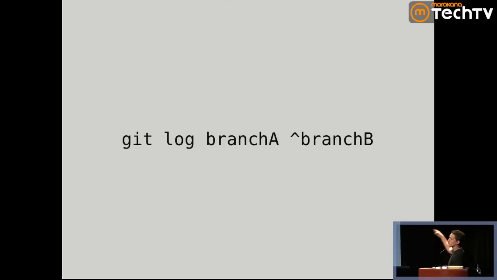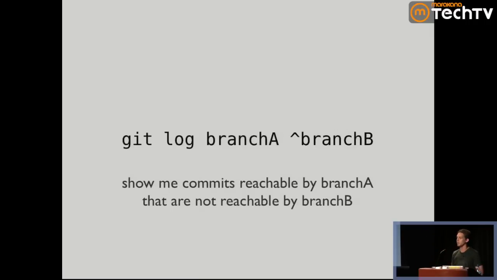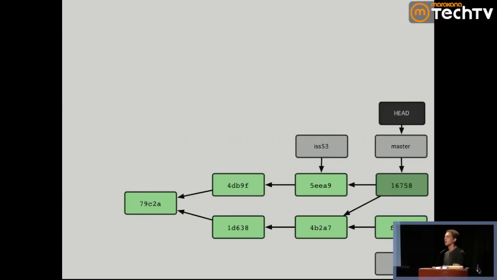I like this because you can put multiple arguments on the command line, and it's easier for my brain to parse. What this means is, show me every commit reachable from branch A that is not reachable from branch B. That is the difference, the reachability difference between the two. What is every commit that's reachable from one that has been merged into one that has not been merged in together? And so you can do stuff like this.